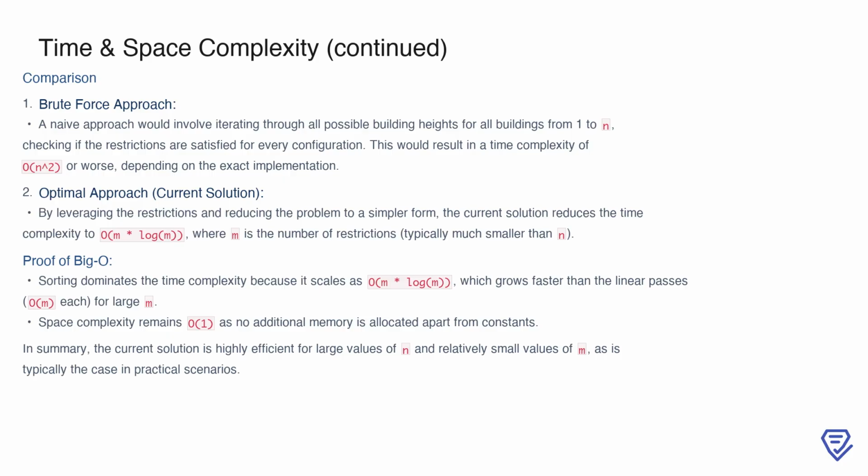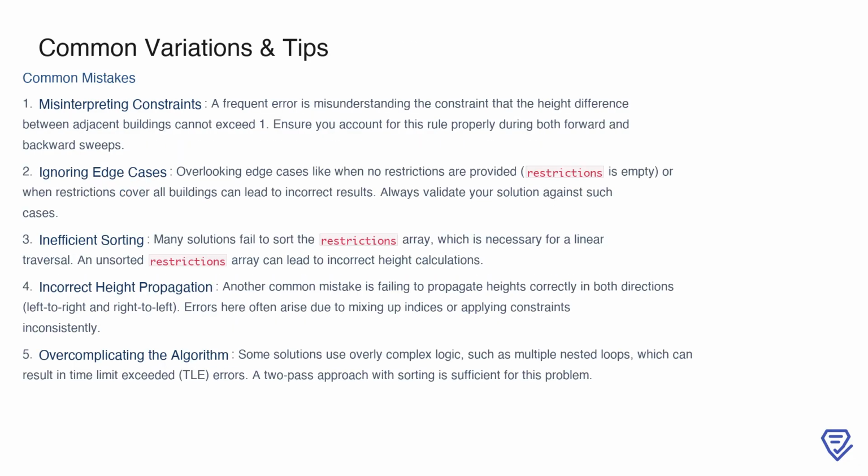common in real-world applications. When tackling this problem, there are a few common mistakes to watch out for. First, many people misinterpret the constraint that the height difference between adjacent buildings cannot exceed 1. It's crucial to enforce this rule carefully during both the forward and backward passes of your solution. Next, edge cases can be tricky. For example, if the restrictions array is empty, you need to handle the scenario where there are no specific constraints. Similarly, when restrictions cover all buildings, your implementation must still function correctly under these conditions.